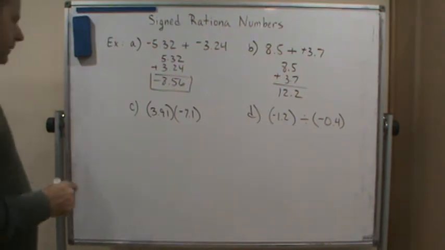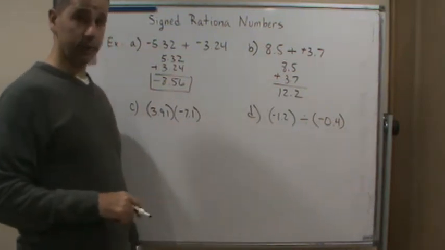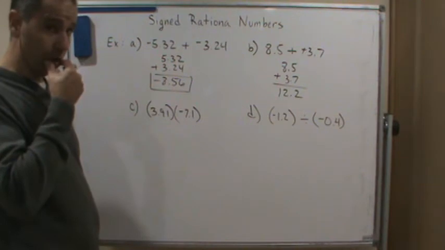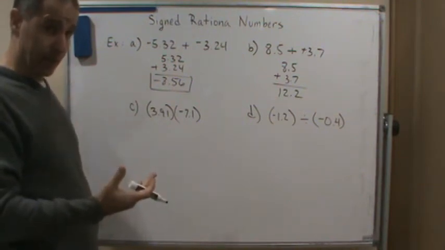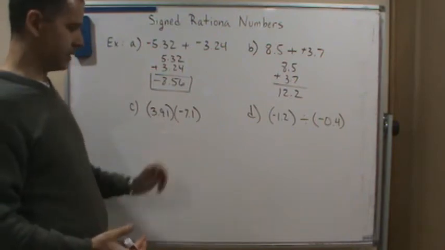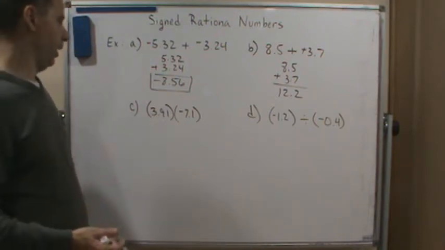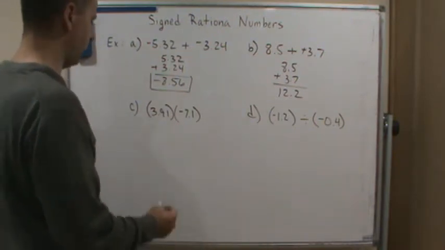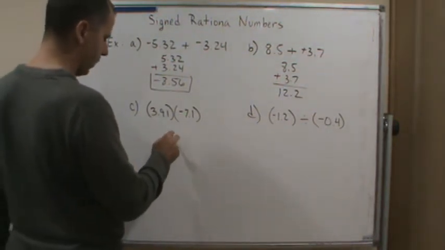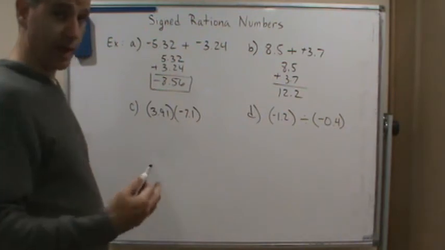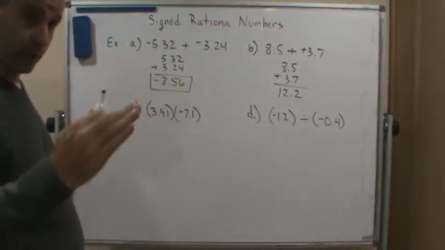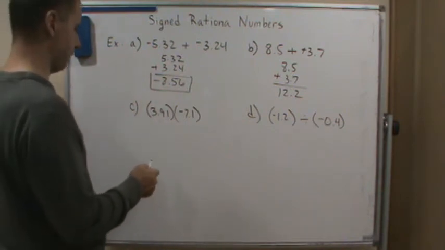Now, what about this one? Here, I've got multiplication. So remember the rules for multiplication when signed numbers are involved. So opposite signs gives you a negative answer, right? So opposite signs gives you a negative product. So I'm going to multiply, right? So again, how do we multiply decimals? We ignore the decimal point and we multiply like they're whole numbers, and then we count the number of decimal places we have to go.